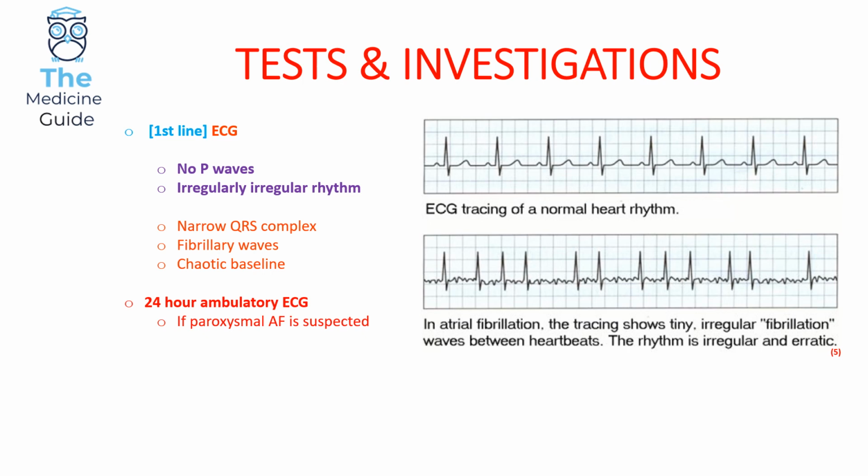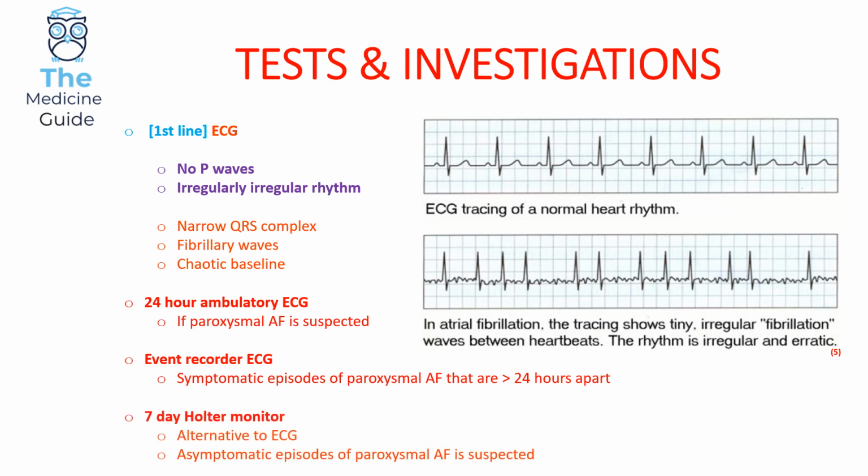Further investigations include a 24-hour ambulatory ECG if paroxysmal AF is suspected, an event recorder ECG for symptomatic episodes of paroxysmal AF, which could be more than 24 hours apart, and a 7-day Holter monitor, which is an alternative to an ECG, so it allows longer term monitoring, and this is when the healthcare professional is suspecting asymptomatic episodes of paroxysmal atrial fibrillation.